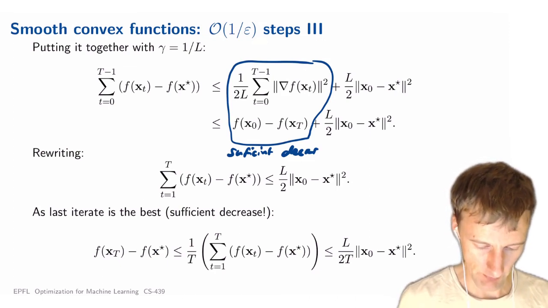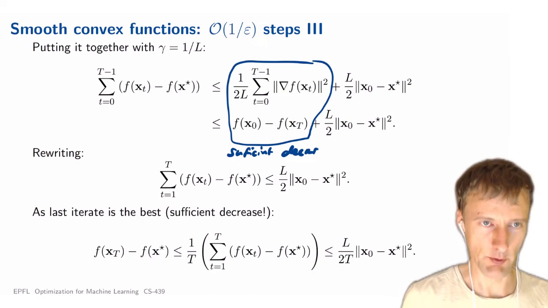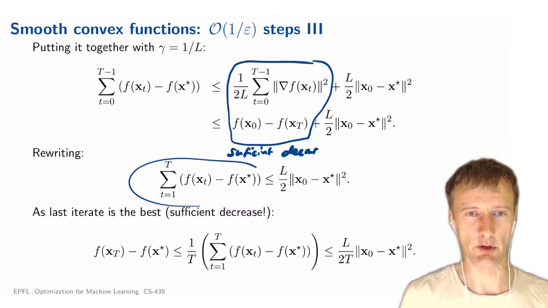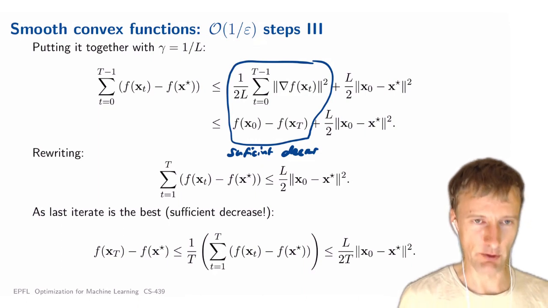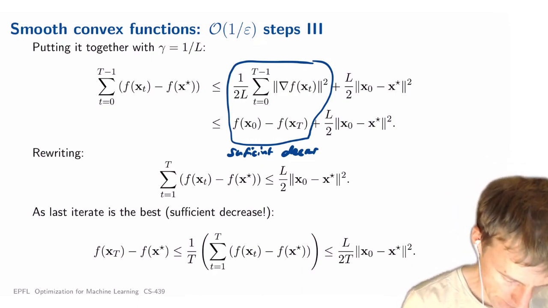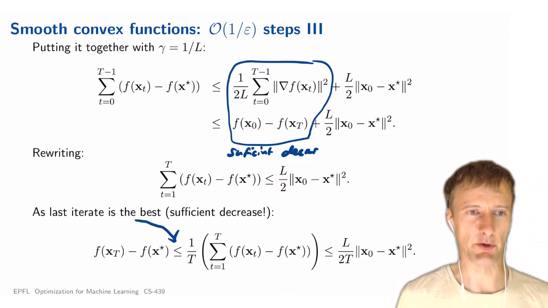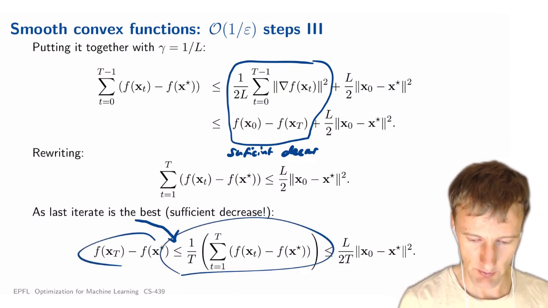Because now I have that the sum of my errors is small, so I also get that the average of my errors is small. But that also means that the last error is small. So why is the last error better than the previous ones? Why is the last error better than the average error?